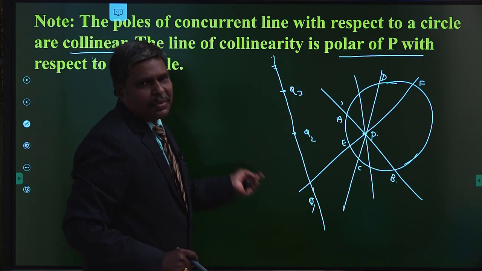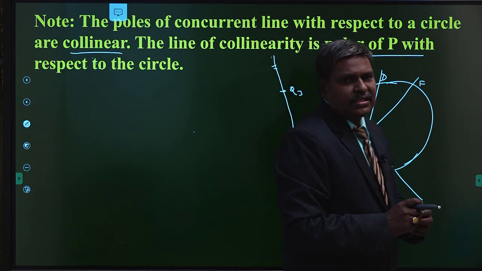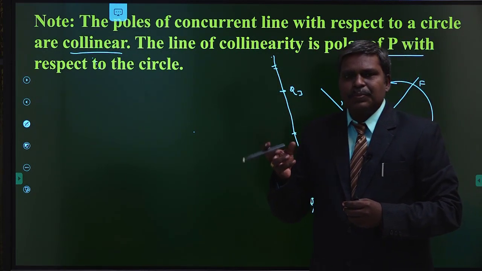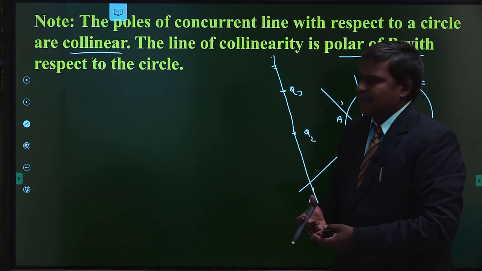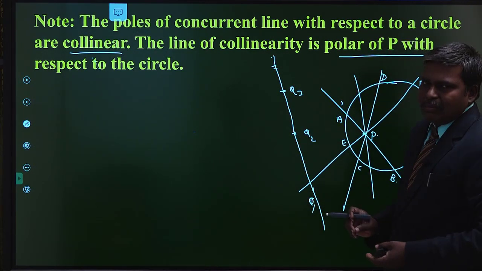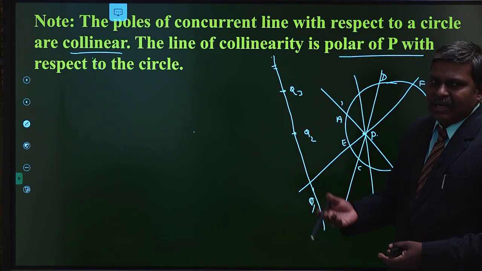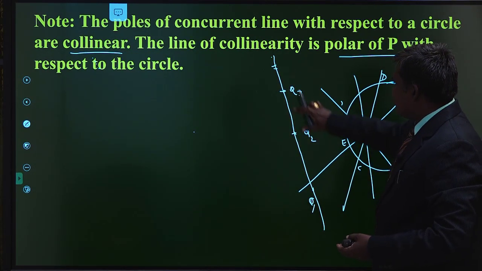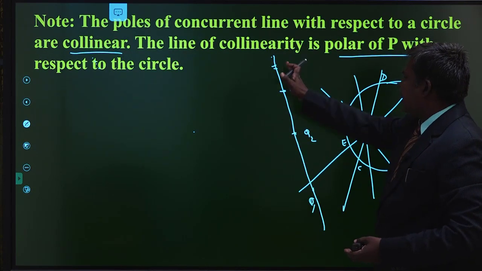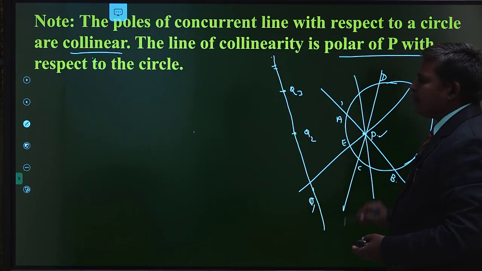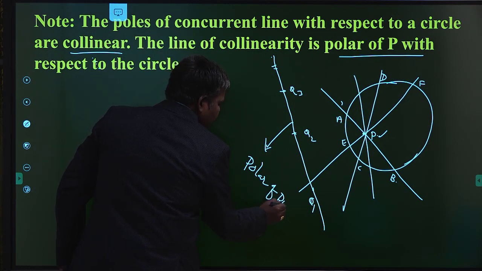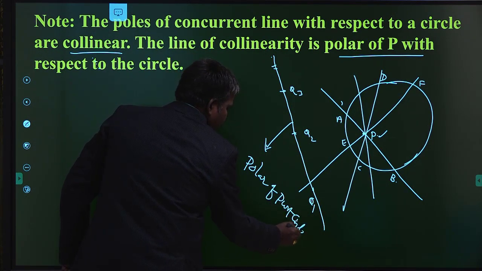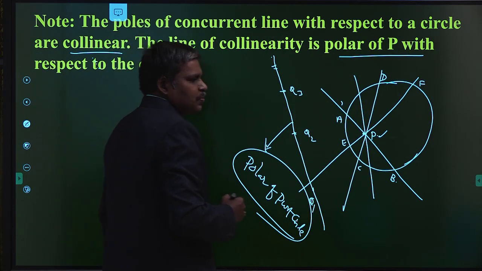This is the extension of the previous note. A and B are 2 points. Their polars intersect at R. Then polar of R is nothing but what? Line joining of PQ, we derived. We are extending that one. So instead of 2 lines, we are taking more number of lines. That is why they are called concurrent lines. Their poles are in this manner. These are all collinear. The line of collinearity is nothing but polar of P with respect to the circle.